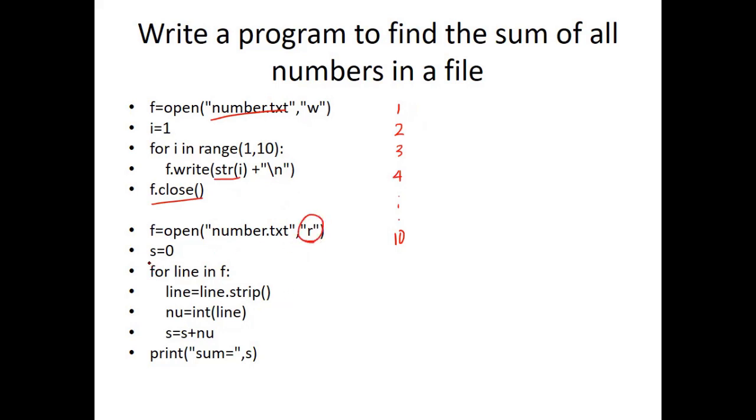Okay, and we are saying s is equal to 0, a variable; you're making s as 0. For line in f: the first line is this one. For line in f, what you're doing is calling the strip function. What does strip do? This will strip off any white spaces within this line, so you'll get just the number. That is the reason why you're calling strip here.